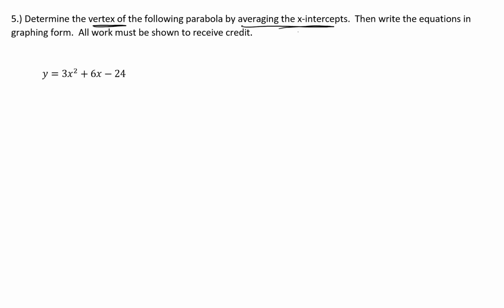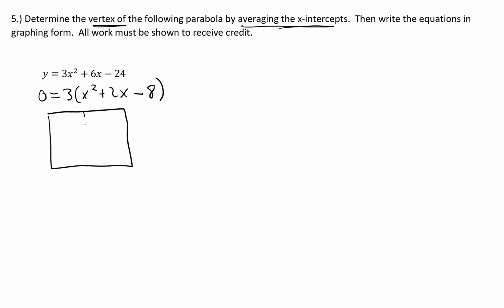Okay, so in order to do this problem, first we need the x-intercepts. So we're going to try and factor this, because that's the easiest way. I'm going to factor out a 3 and you get x squared plus 2x minus 8. I factored out a 3 because it was in common. And so then I'm going to only factor x squared plus 2x minus 8.